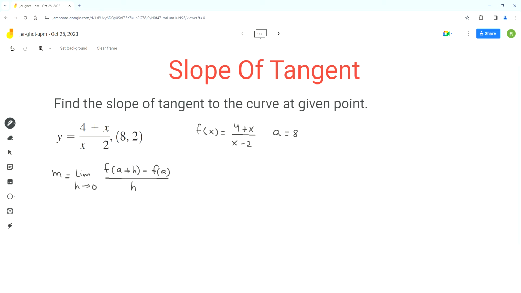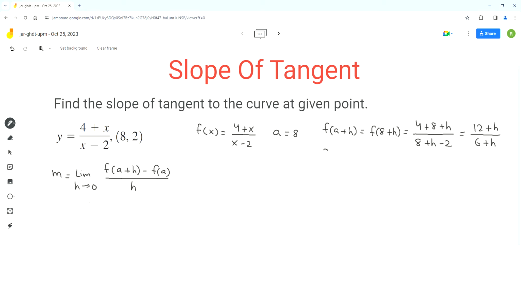So now we can find the expressions for f(a plus h) and f(a). f(a plus h) can also be written as f(8 plus h). So it will be (4 plus 8 plus h) over (8 plus h minus 2). So we replace x with 8 plus h. And now we can combine like terms, so we get (12 plus h) over (6 plus h).